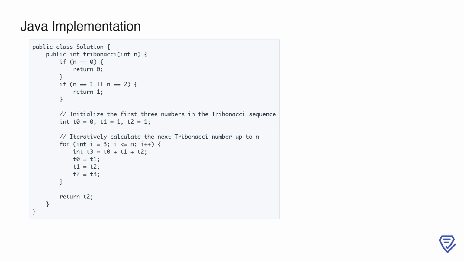For the next iteration, where i equals 4, we compute t3 again using the updated values. This time, t3 equals 1 plus 1 plus 2, which is 4. Again, we update the variables, t0 becomes 1, t1 becomes 2, and t2 becomes 4. Once the loop completes, we exit and return t2, which holds the value 4. The final output for n equals 4 is 4.